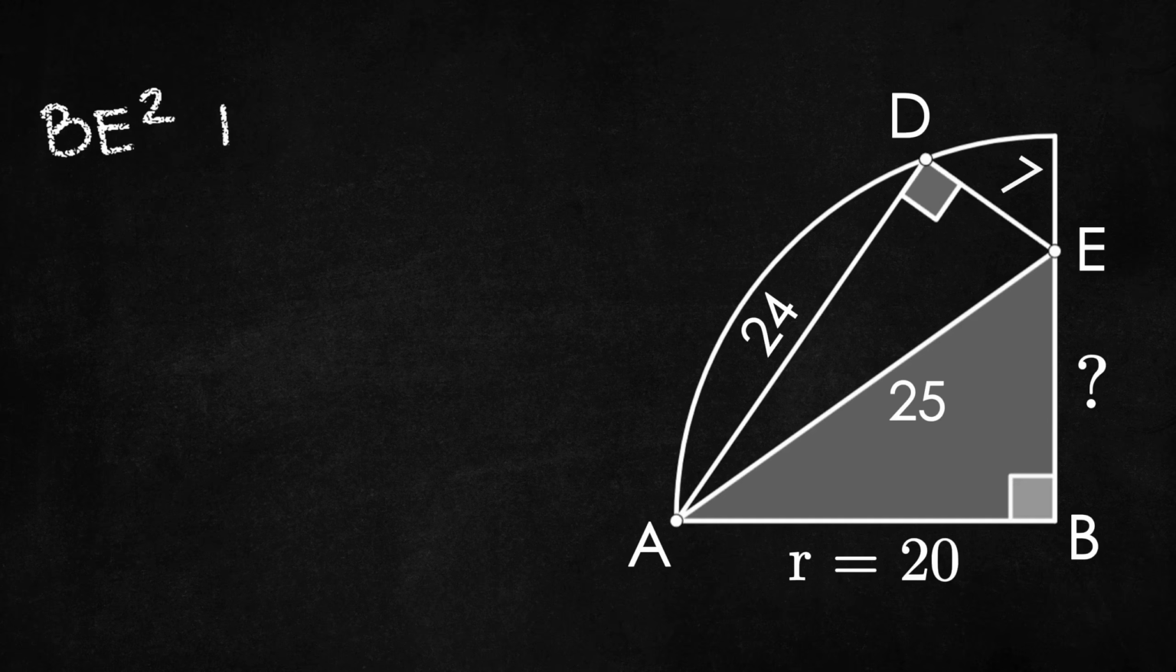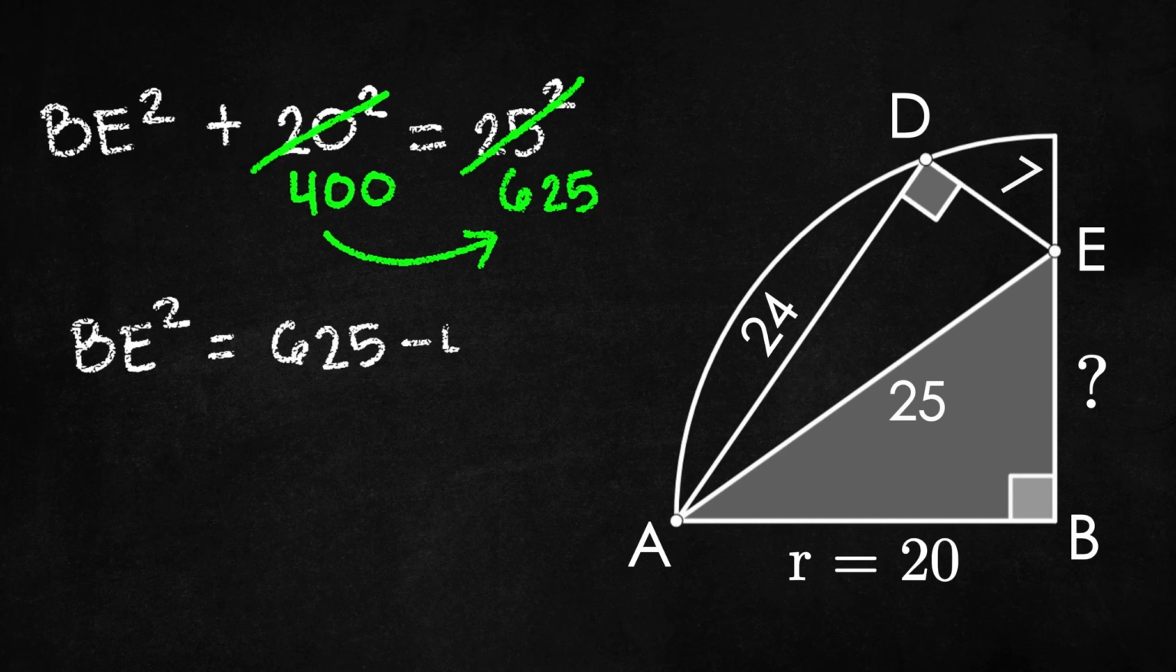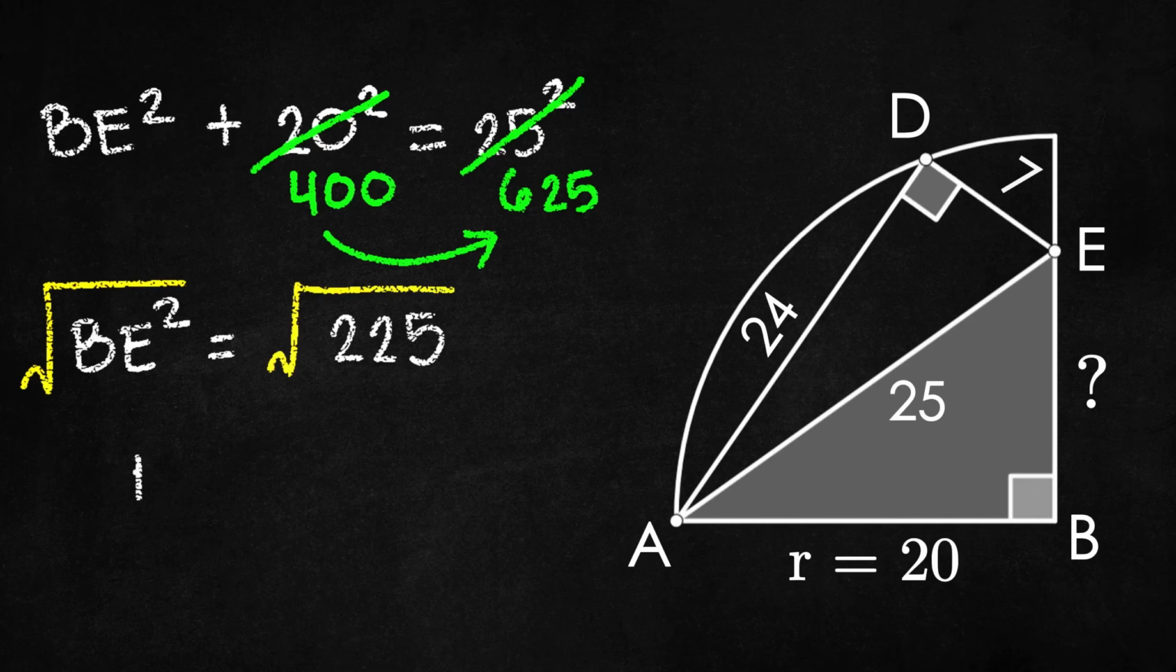BE squared plus 20 squared is equal to 25 squared. 20 squared is 400, while 25 squared is 625. Transpose 400 to the right side and make it negative. BE squared is equal to 625 minus 400, or 225. Take the root of both sides, and we have BE equals 15.